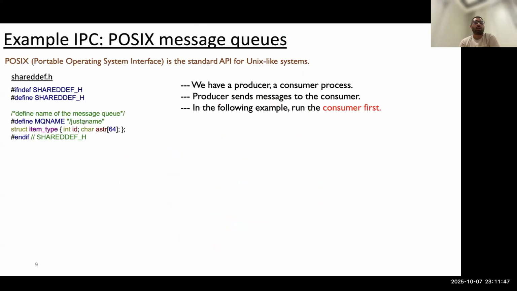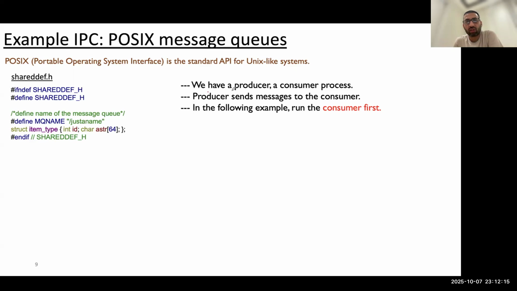Okay. So here is a concrete example of how we can do inter-process communication between two processes running on a Unix-like system. For example, if you have Ubuntu installed, you can test this example by simply copy pasting everything there, right? But let's first try to understand. So here is the situation.